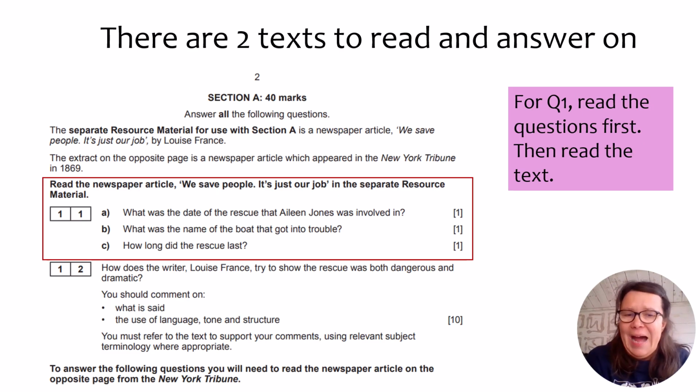Then we've got our question 1, which is the 3-part 1-mark questions, and the way you write that in your exam book is you write 11A or 1A, 11B or 1B, and then you just write the answer. So if you have a look at these, it's asking for dates, asking for a name, asking for how long did the rescue last.